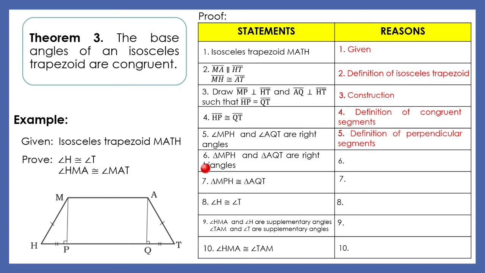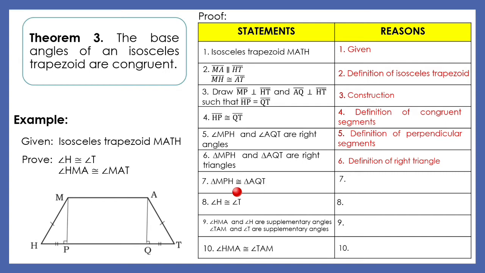For statement number 6, we have triangle MPH and triangle AQT are right triangles. So, this is our triangle MPH, while this is our triangle AQT. So, they are right triangles by the definition of right triangle. So, ang definition ng right triangle ay right triangle is a triangle in which one angle is a right angle or 90 degrees.